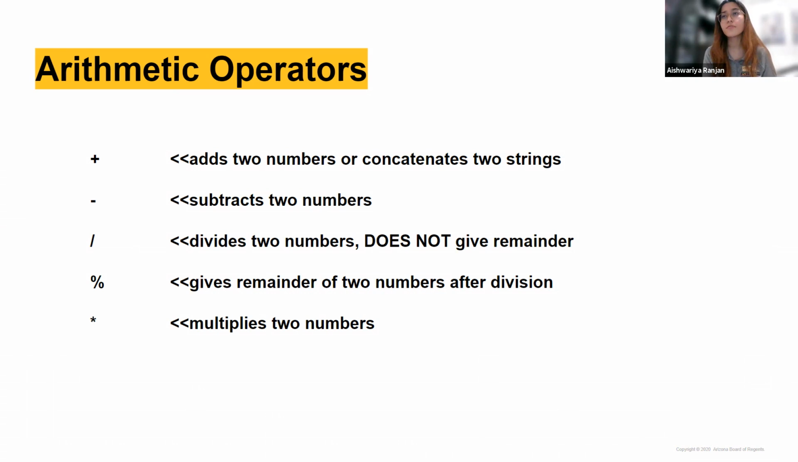And also remember, if you are dividing two integers and you have a decimal answer, it's just going to round it off to give you an integer answer. But if even one of the numbers you're dividing is a decimal, then you'll get an answer in decimal. Okay, so the percentage sign, or the modulo sign, gives you the remainder of two numbers being divided, and the star multiplies two numbers.